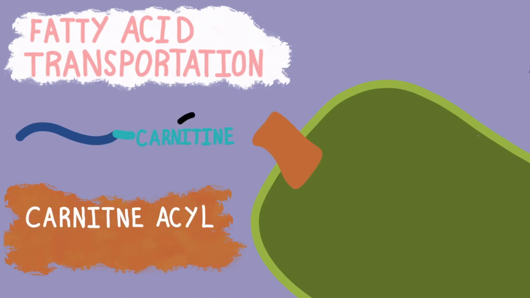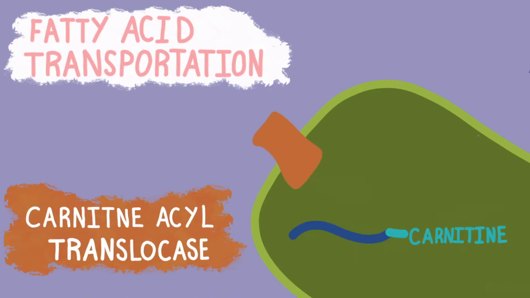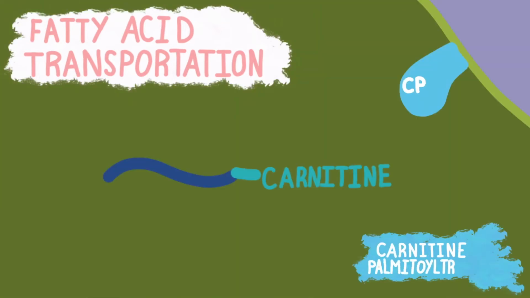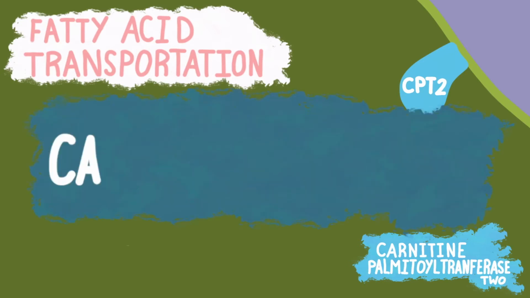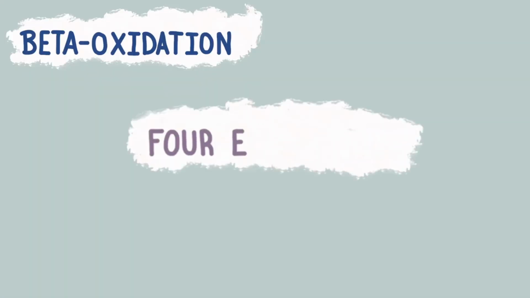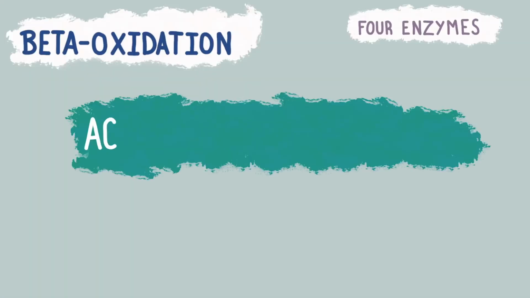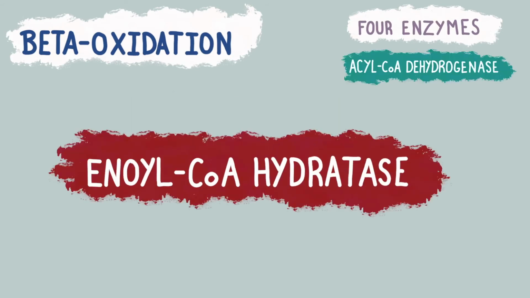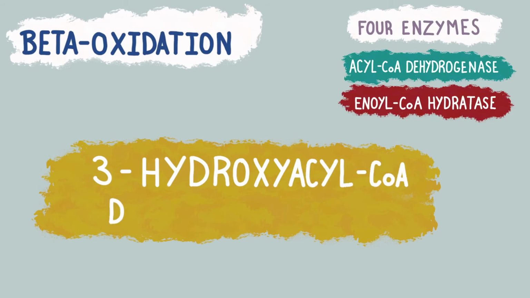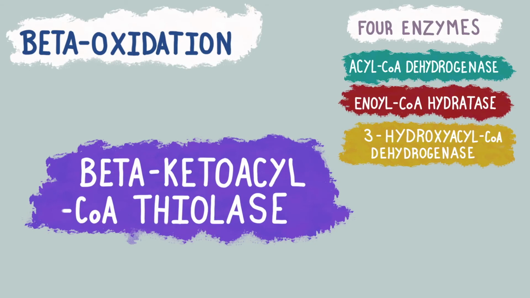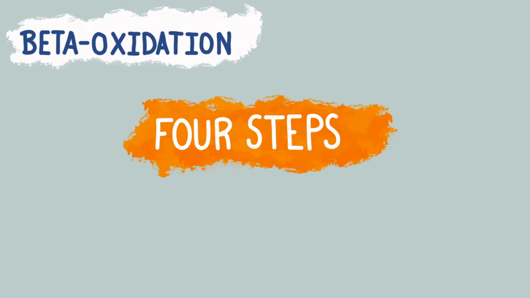Acyl-carnitine is transported across the inner membrane by carnitine acyl translocase, and on the inner membrane, carnitine palmitoyltransferase 2 modifies acyl-carnitine back into acyl-CoA. This process is known as the carnitine shuttle. Beta oxidation is now able to take place, and the process involves 4 enzymes: acyl-CoA dehydrogenase, enoyl-CoA hydratase, 3-hydroxyacyl-CoA dehydrogenase, and beta-ketoacyl-CoA thiolase. The process is separated into 4 steps.